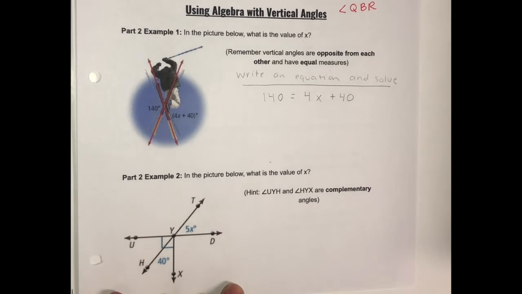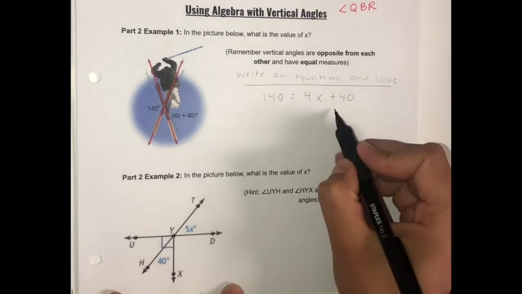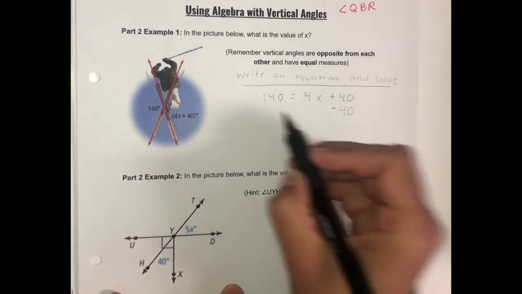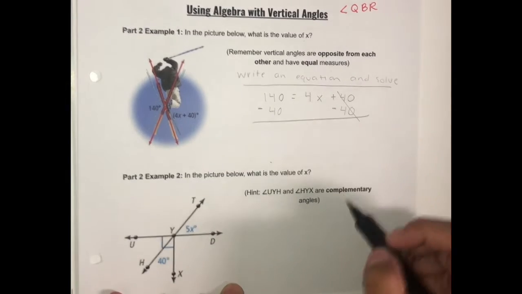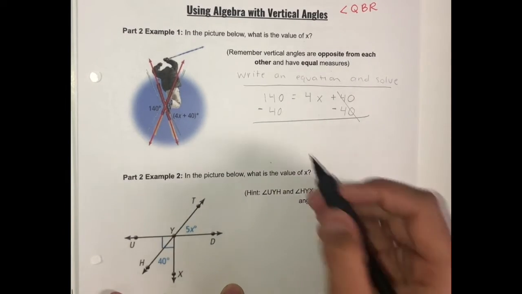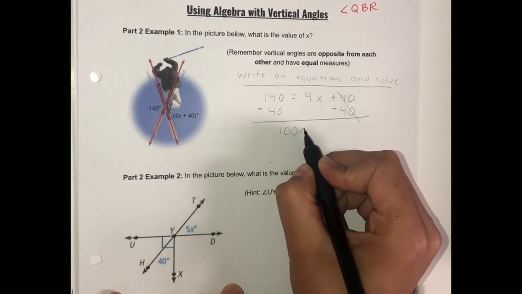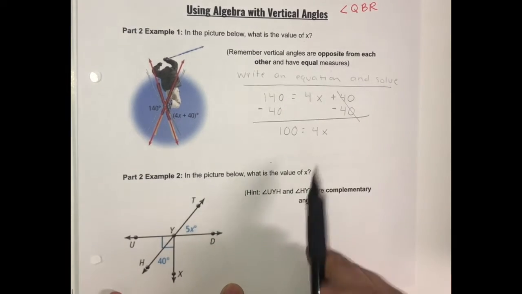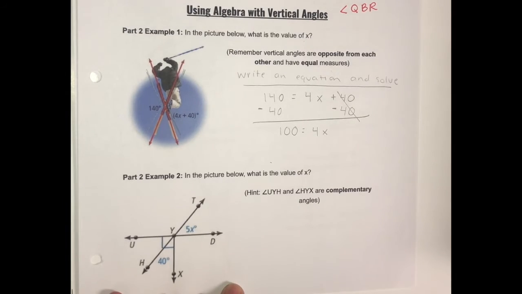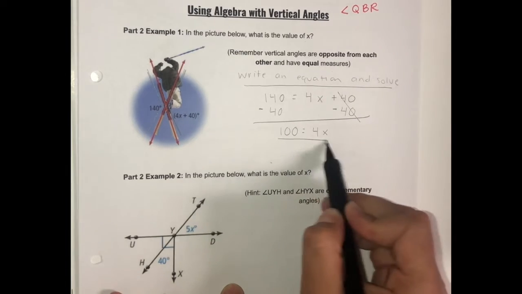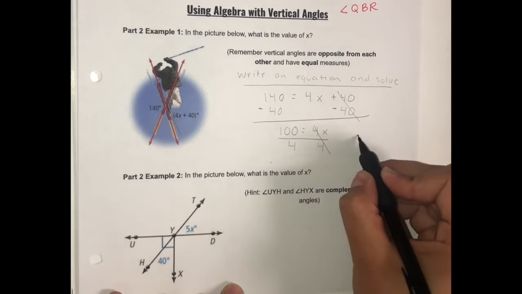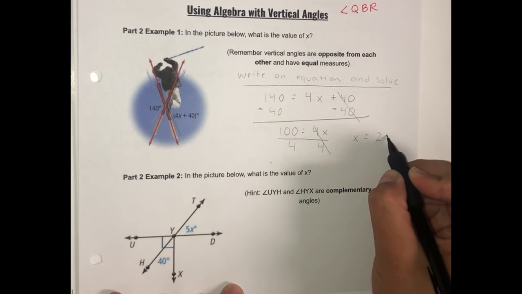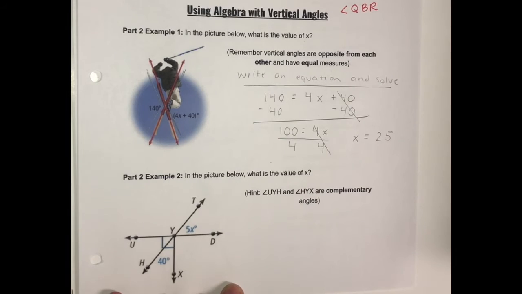So the first thing we're going to do, we're going to move our constant, which is this positive 40. We're going to subtract it on both sides. When we do that, 40 minus 40 cancels. 140 minus 40 is 100. It's now equal to 4x. Now we have to solve for x. So we are going to divide by 4 on both sides. When we do that, 4x divided by 4 just leaves us with x. 100 divided by 4 is equal to 25. So x is equal to 25.